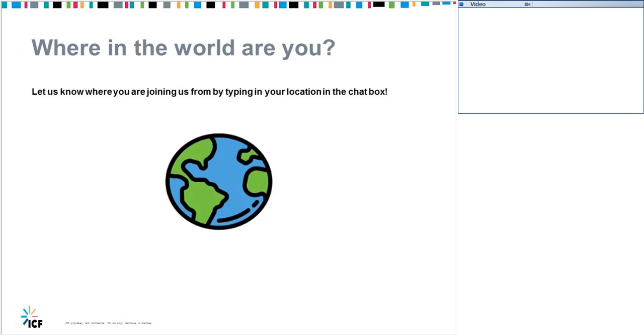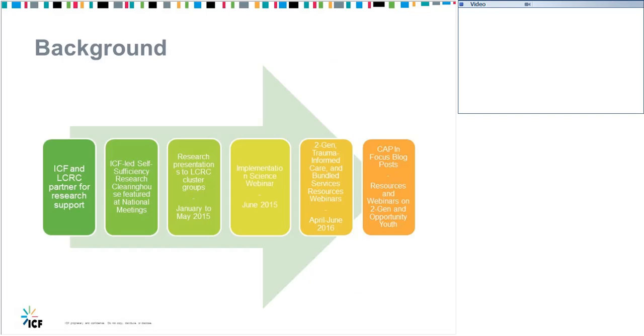So on to our relationship with CAP. We have partnered with CAP, with the Learning Communities Resource Center, for the last 4 years. This started with ICF presenting at a CAP national meeting on the Self-Sufficiency Research Clearinghouse. It's a project that we have, funded through the Administration for Children and Families Office of Planning, Research, and Evaluation, or OPRE. And it's an online hub for professional networking for researchers, practitioners, and policymakers who are serving low-income families.